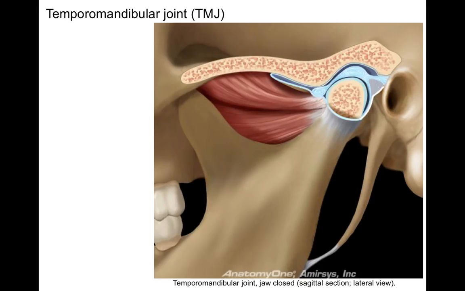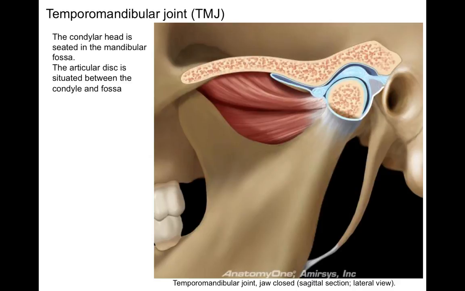So here we have the temporomandibular joint again. Now the condylar head of the mandible is seated in the mandibular fossa. The articular disc is situated between the condyle and the fossa. So there's the mandibular fossa, there's the articular disc, which is between the mandibular fossa and that mandibular condyle. And there we have the lateral pterygoid muscle.